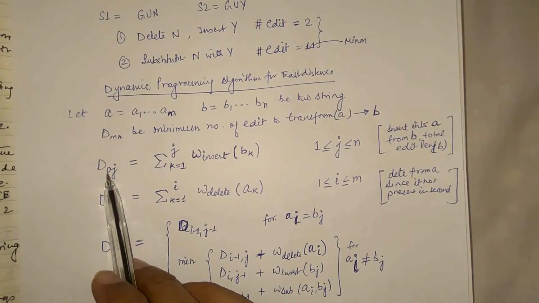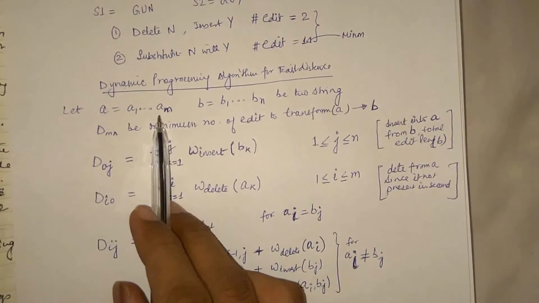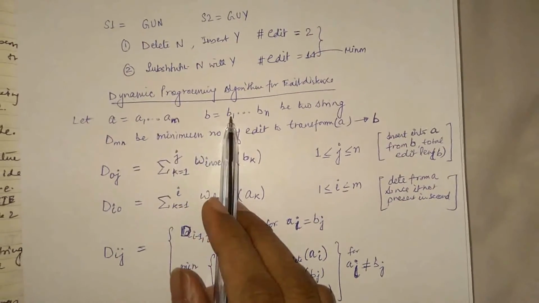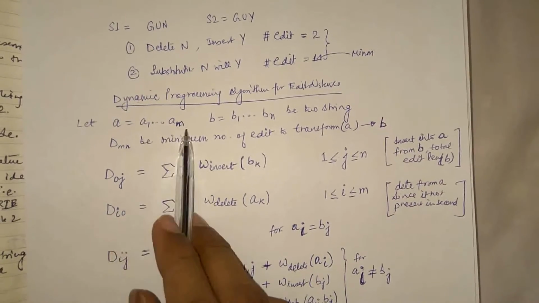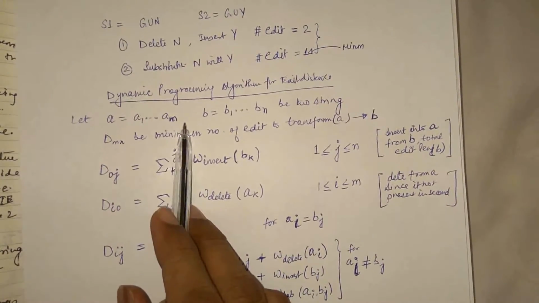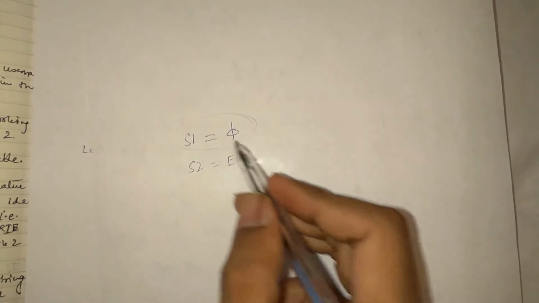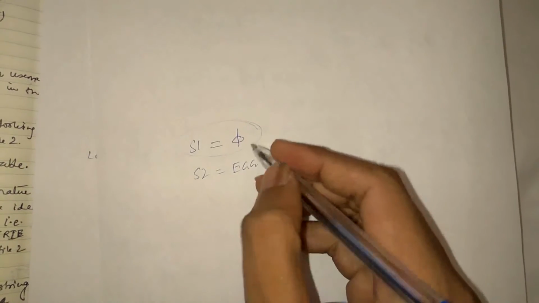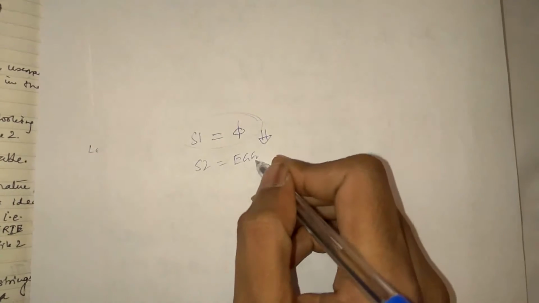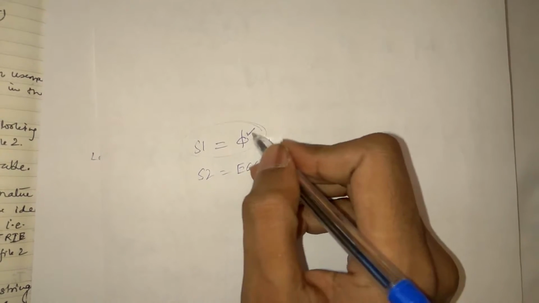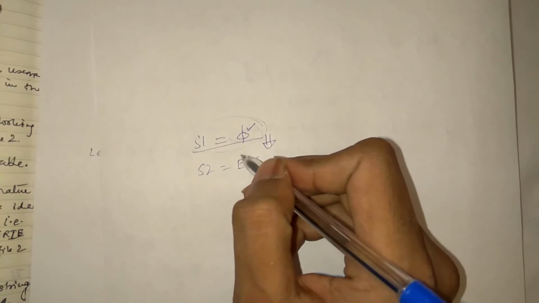Right. So now what is D0J? D0J means we don't have any first string and we have only the second string. Now we want to form the second string from a string with null characters. We don't have any characters. Right. For example, S1 is null. We don't have any string, but S2 is egg. And we are only allowed to do operations on S1. And we need to transform S1 to S2. So what we will do, if there are no characters, there is an empty string in S1, we will insert in S1.